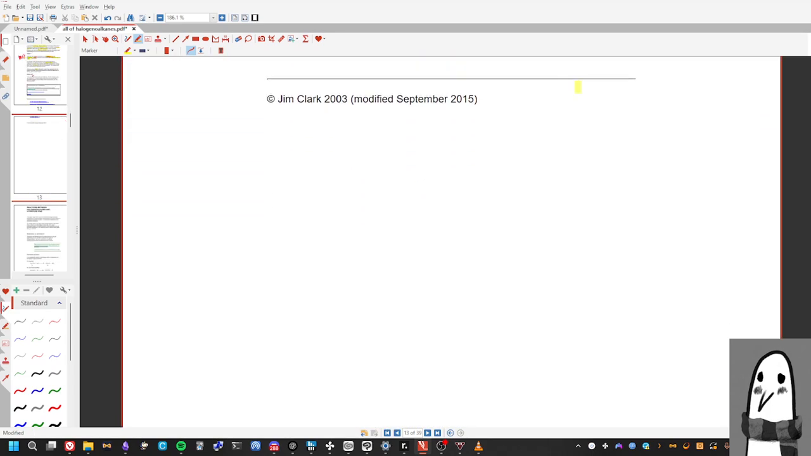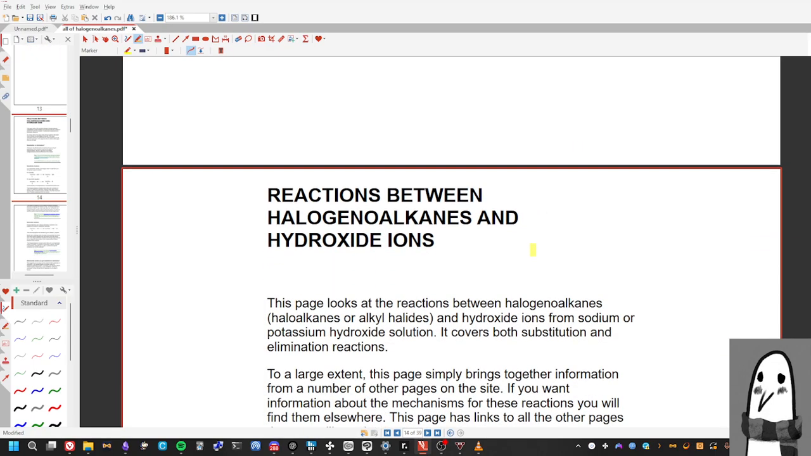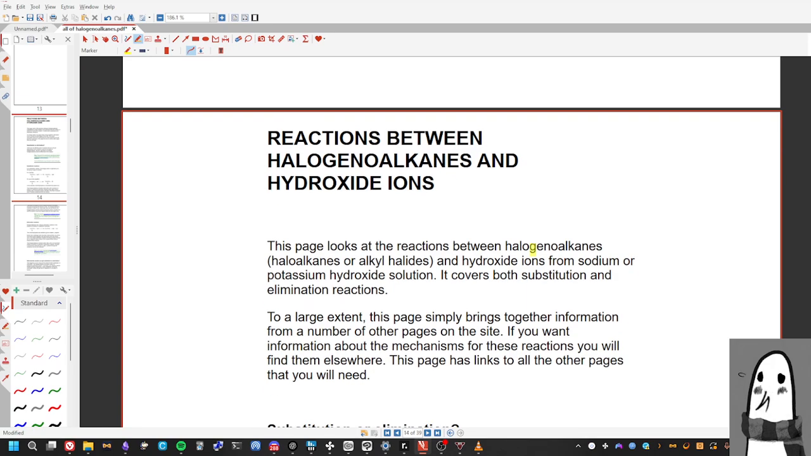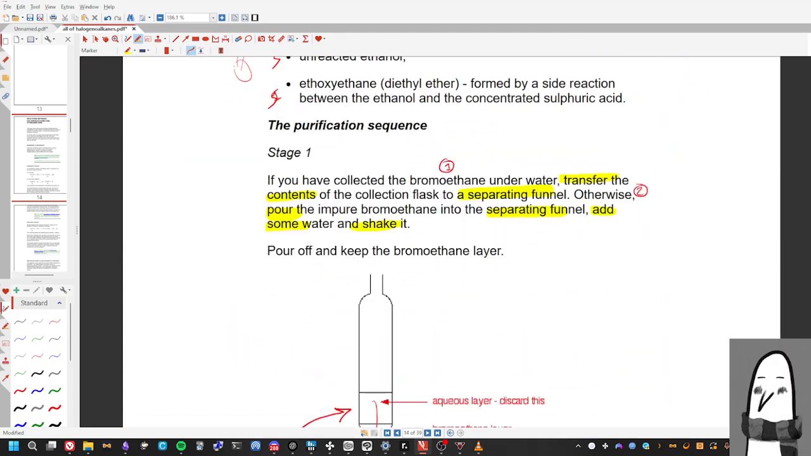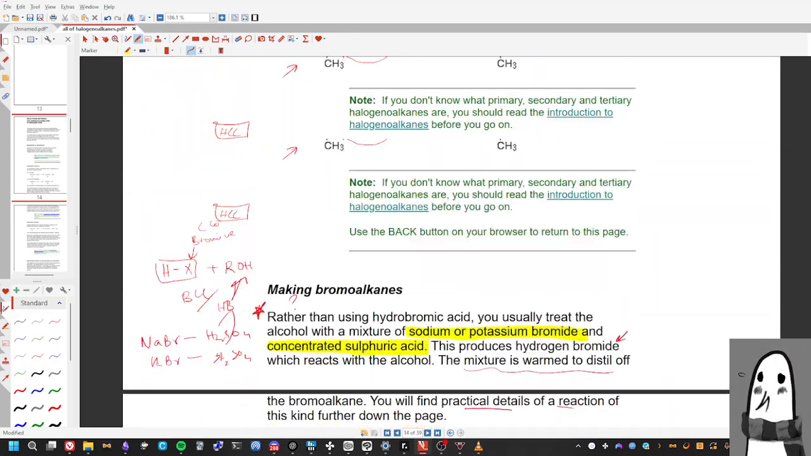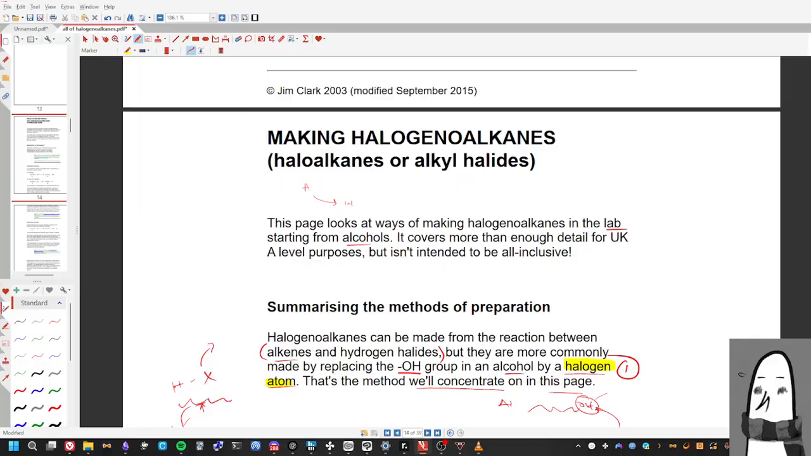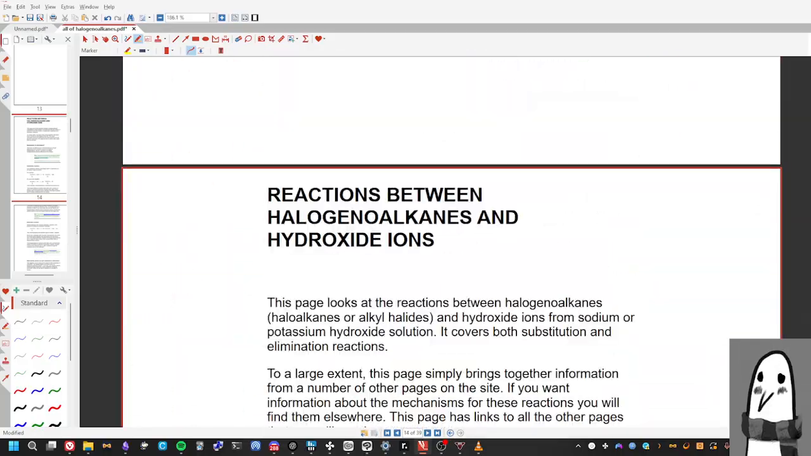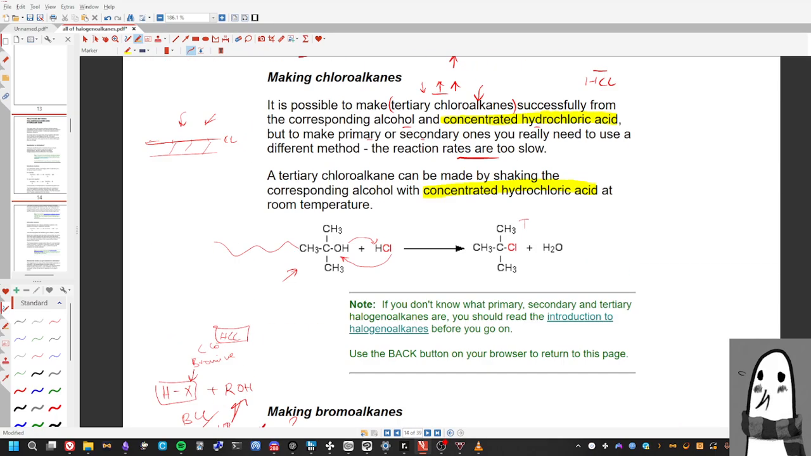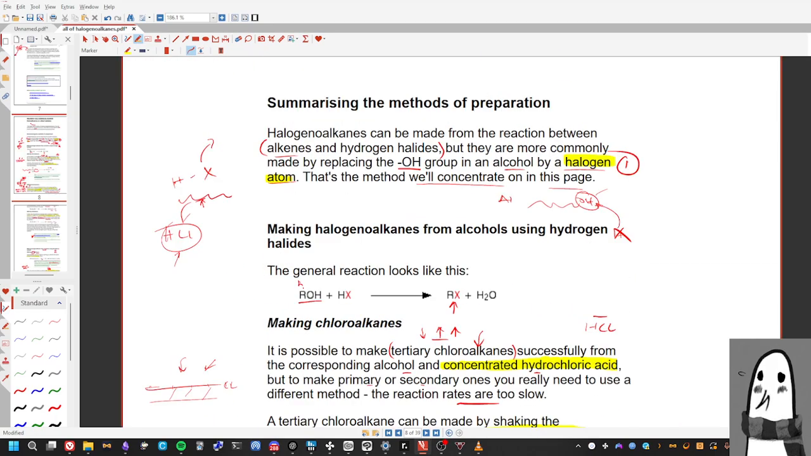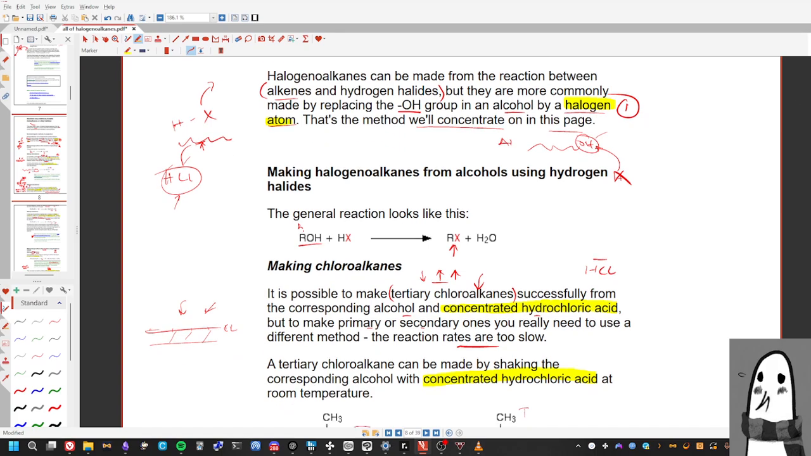We're done here. Okay, next chapter: reactions between halogenoalkanes and hydroxide ions. So what we did before was your reactions in general, the reactions involved in making your halogenoalkanes from alcohols. We didn't talk about alkenes here. Alkenes would probably have been talked about last year, so if you want to learn about that, you want to go back a unit.